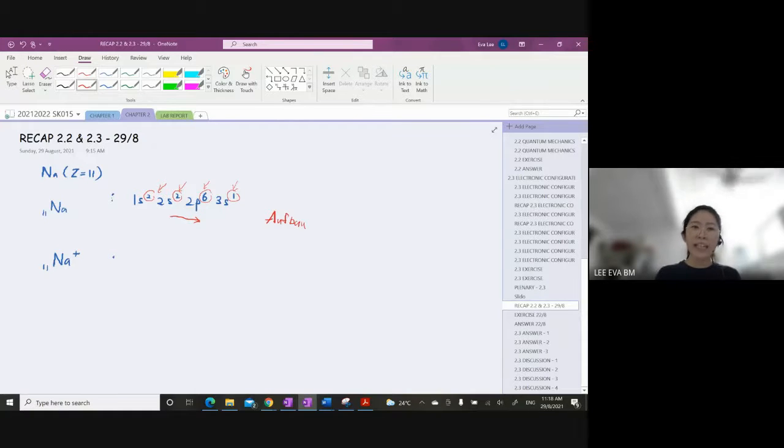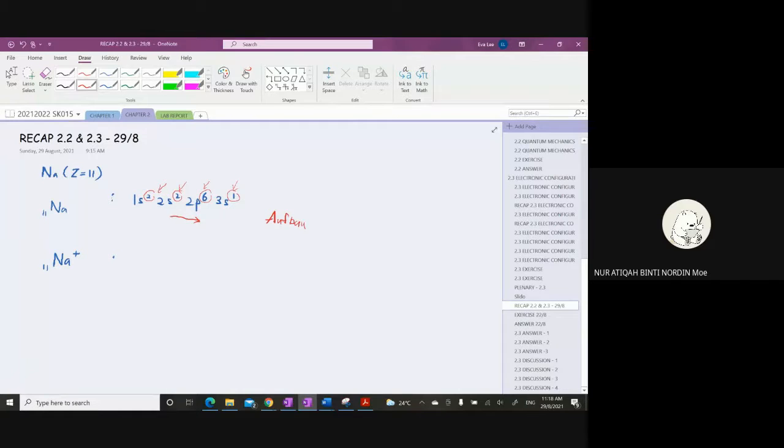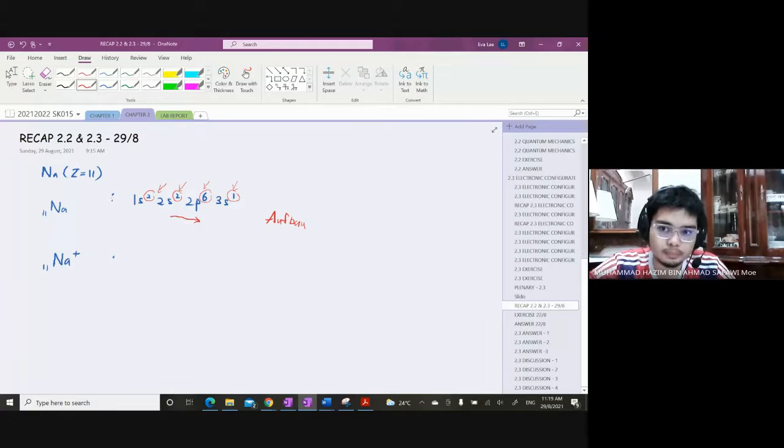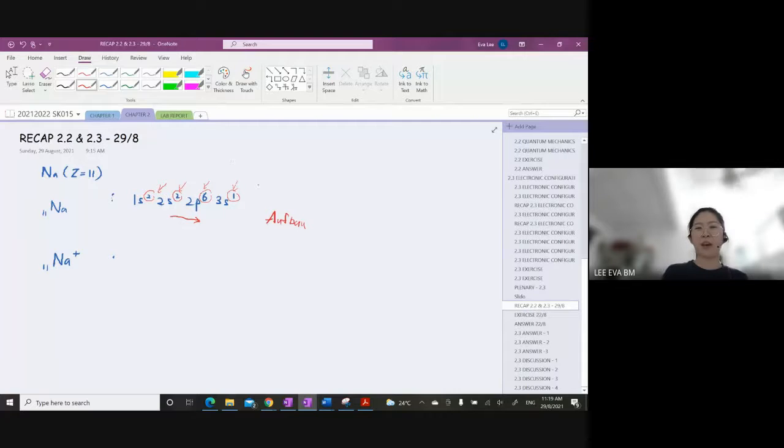So Pauli dengan Hund, nak tengok macam mana pula? Macam mana kita tahu sama ada dia obey Pauli exclusion principle ataupun Hund? Nak tengok dari mana? Orbital diagram. Melalui orbital diagram, very good.